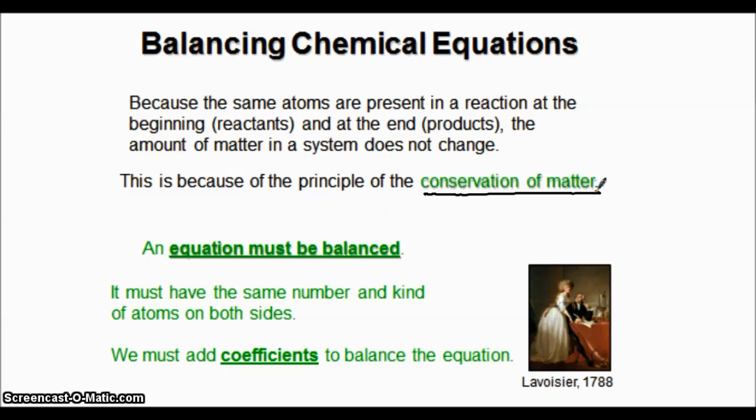So when we write out an equation, it may not be balanced. There may be too many hydrogens on one side. So we add coefficients in front to balance the equation, to make sure that we have the same amount of atoms on both sides of the equation. Because that's what this law of conservation of matter is telling us. We can't create matter from nothing, and we can't destroy it.